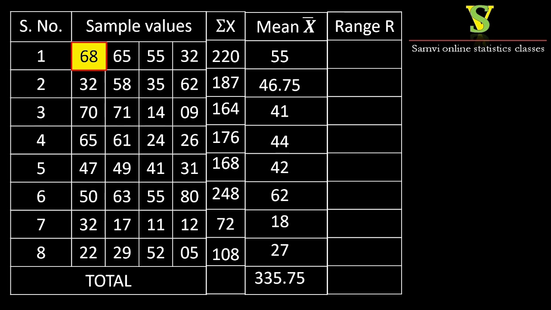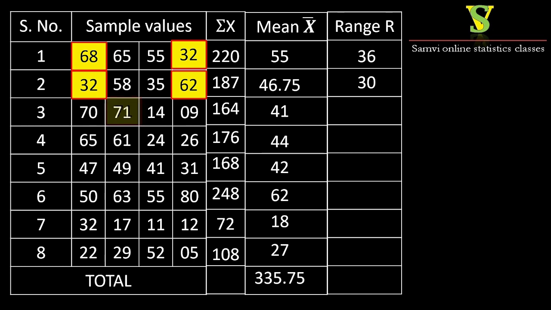Here the highest is 68 and lowest is 32. You take the difference of these two. 68 minus 32 will get here 36. So next highest value is 62 and lowest value is 32. 62 minus 32 will get here 30.